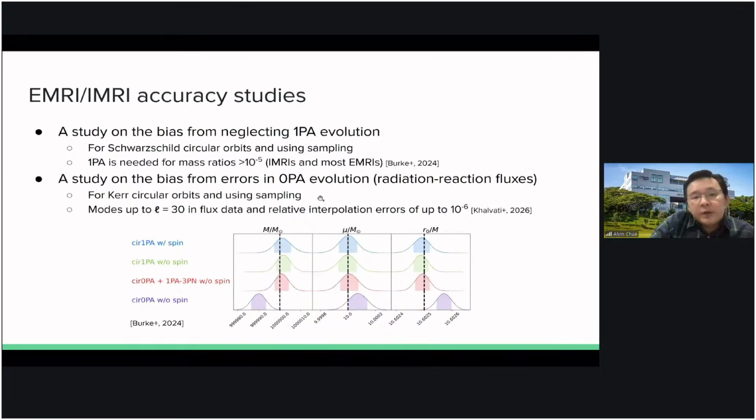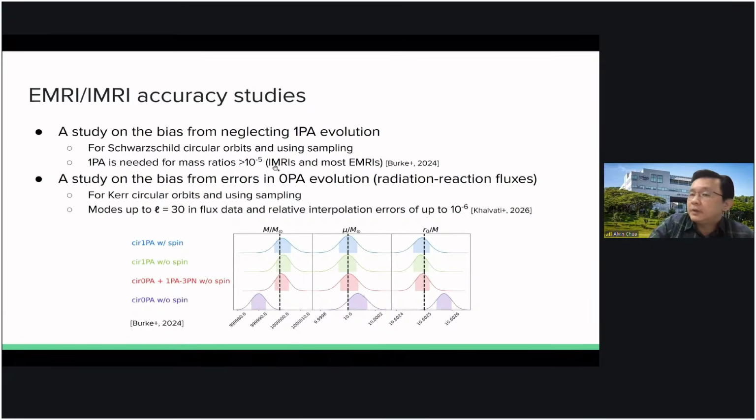More recently, there was a study on the bias from neglecting 1PA evolution. Recall I said 1PA is a higher order evolution, which we'll need. So what happens if you neglect it? This study was done for Schwarzschild circular orbits, where the primary mass of the MRE or IMRE is not spinning. But if you go up to 1PA, the secondary mass may be spinning. It was also done using full sampling. The conclusion mainly was that 1PA evolution is indeed needed for mass ratios greater than 10 to the minus 5.